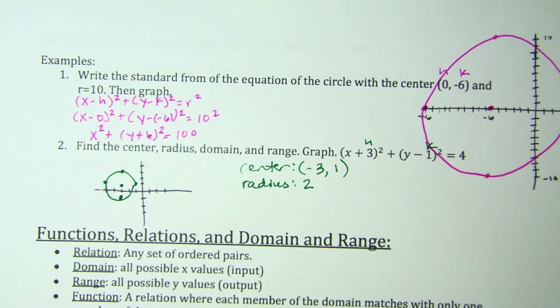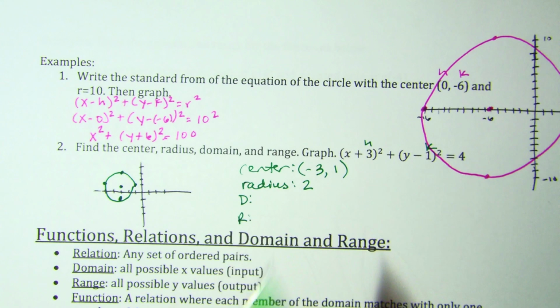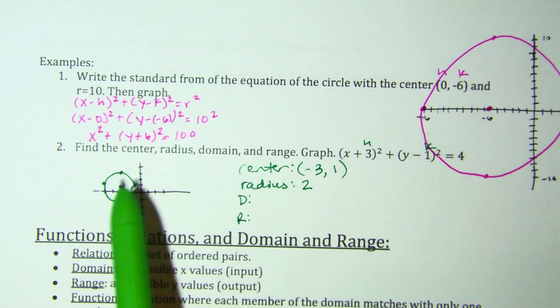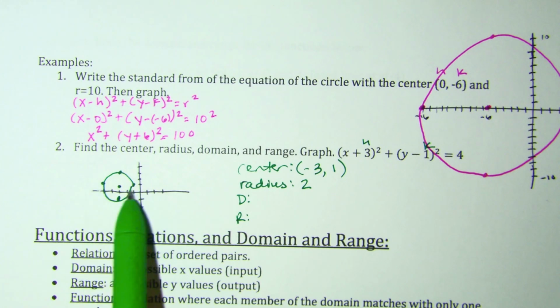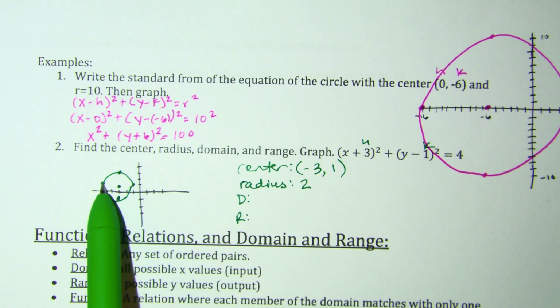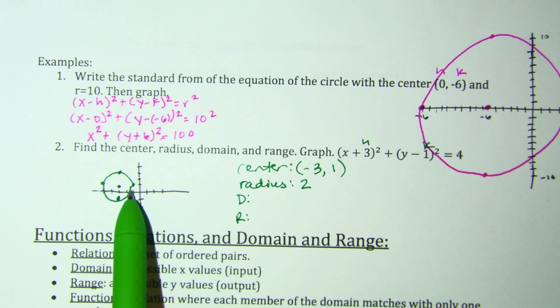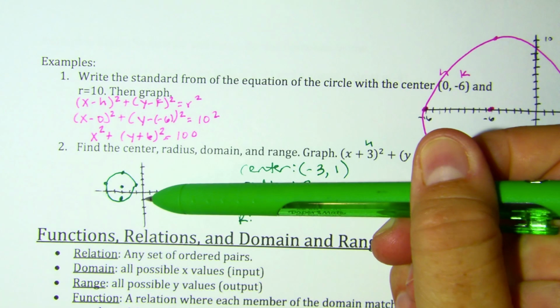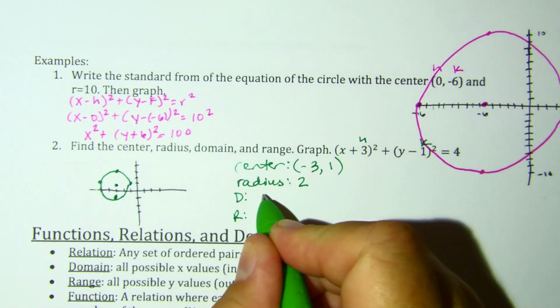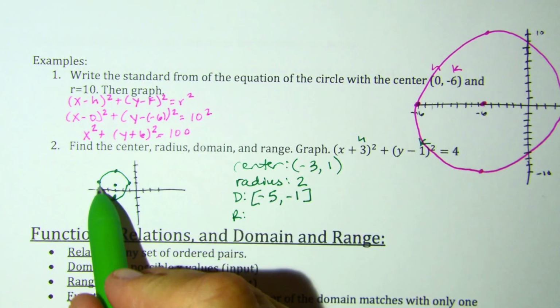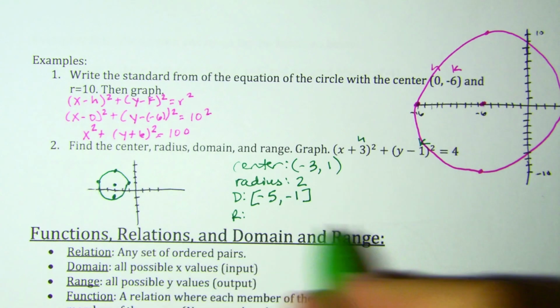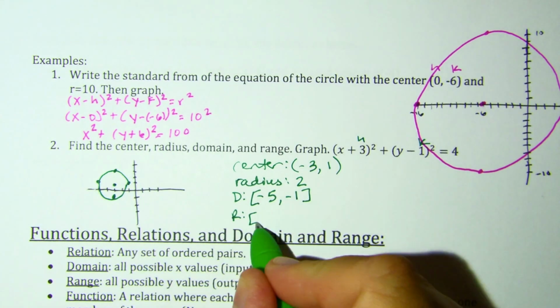It also asks for our domain and range. Now, from earlier videos, hopefully you remember that domain is our possible x values, range is our possible y values. And by looking at our graph, we can see our domain and range. Our domain, if you look at the whole x-axis here, our x values go from negative 5 to negative 1. Our range goes from negative 1 all the way to 3. And we'll use brackets here because our graph actually equals -5 and it actually equals -1. It's not like it gets really close but never touches it. It does actually equal it.